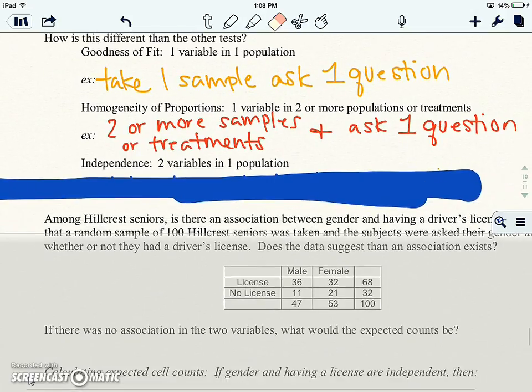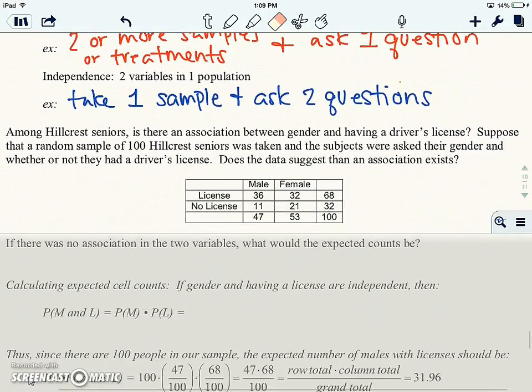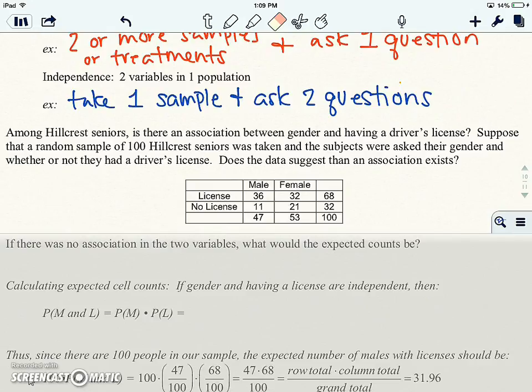And then the one we're going to do today is two variables in one population. Take one sample and ask two questions. Let's go ahead and look at an example of that. Among Hillcrest seniors, is there an association between gender and having a driver's license? Suppose that a random sample of 100 Hillcrest seniors was taken and the subjects were asked their gender and whether or not they had a driver's license. Does the data suggest that an association exists?